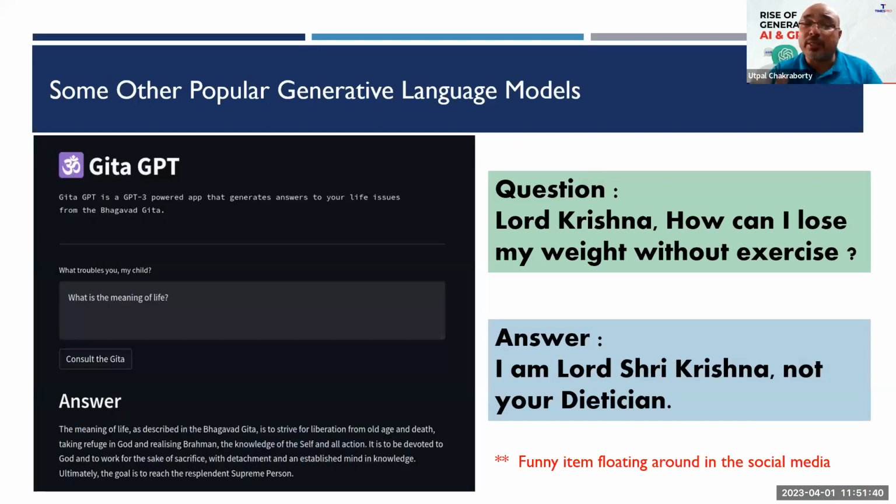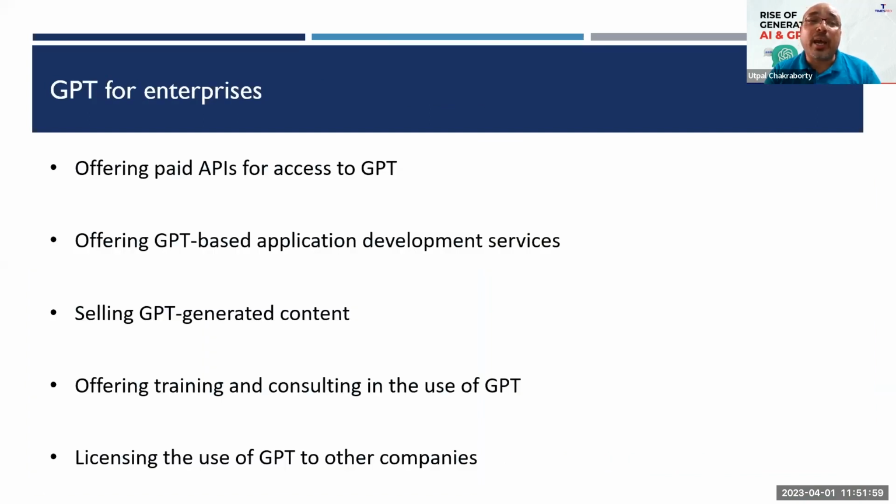This was again GPT Gita. You can ask anything. This was trained with, this is also a generative model, not ChatGPT, but somebody has trained it with the Bhagavad Gita. You can ask any question to Lord Sri Krishna, and it will give you answers. So it was there. GPT for enterprises, now how will it be used?